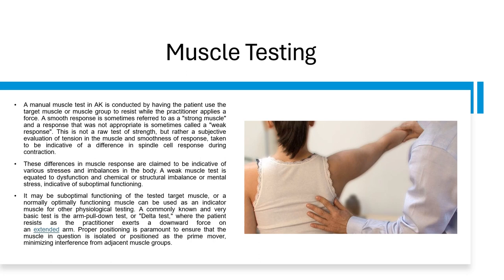A commonly known and very basic test is the arm pull-down test or the delta test, where the patient resists as the practitioner exerts a downward force on an extended arm. Proper positioning is paramount to ensure that the muscle in question is isolated or positioned as the prime mover, minimizing interference from adjacent muscle groups.